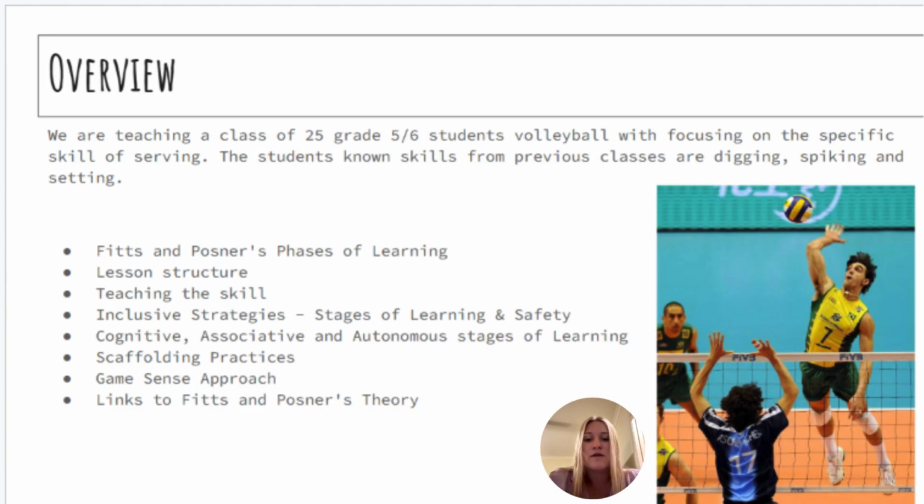We're also going to look at Fitts and Posner's phases of learning, the lesson structure, teaching the skill, inclusive strategies in the stages of learning, and the cognitive, associative, and autonomous stages of learning, scaffolding the practices, the game sense approach, and links to Fitts and Posner's theory.